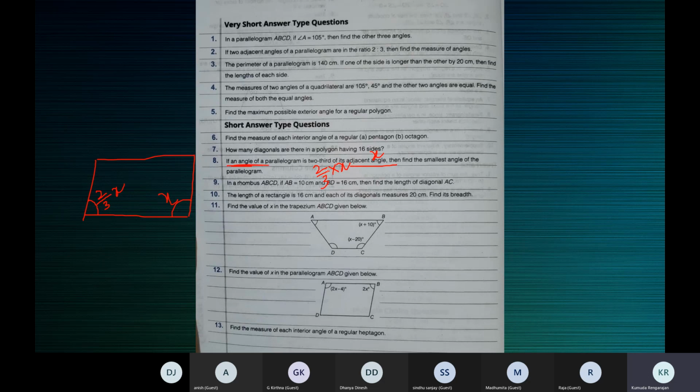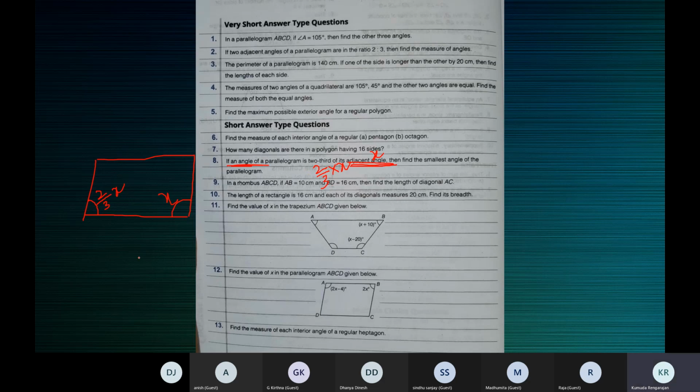So you must say, let the adjacent angle be x. Then the other angle is equal to, if you read it, if an angle of a parallelogram is 2/3 of its adjacent angle, so let the adjacent angle be x, then that angle is equal to 2/3 of x, 2/3 into x. So that's what you see here.